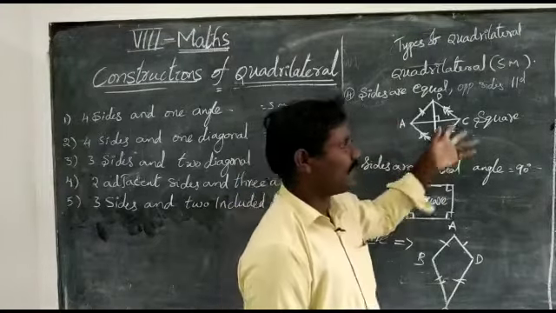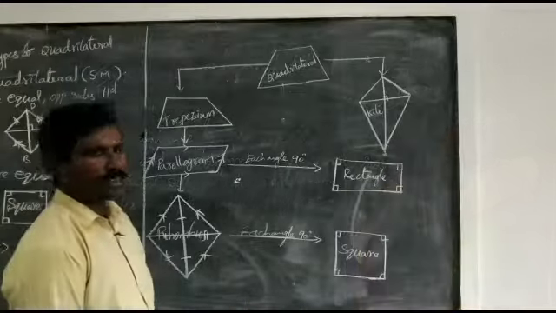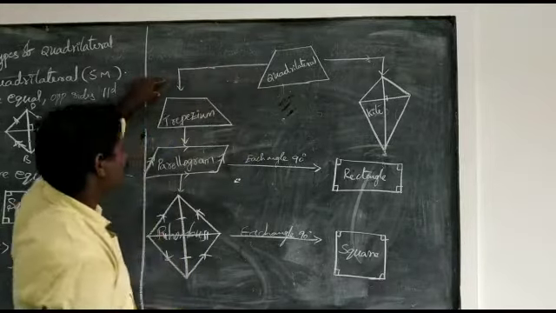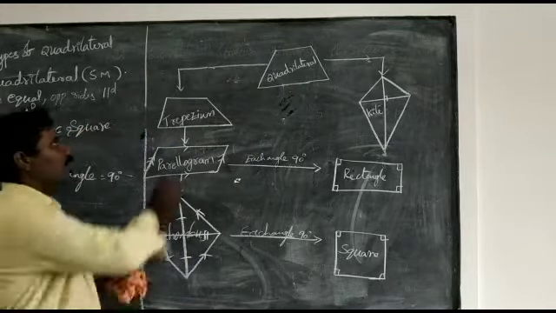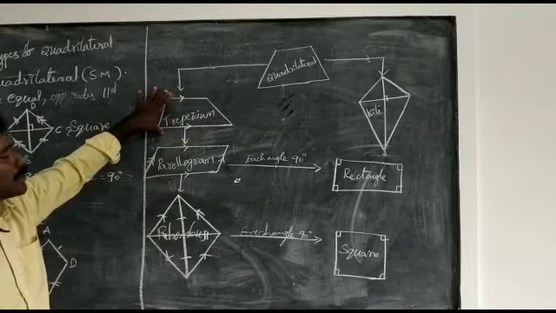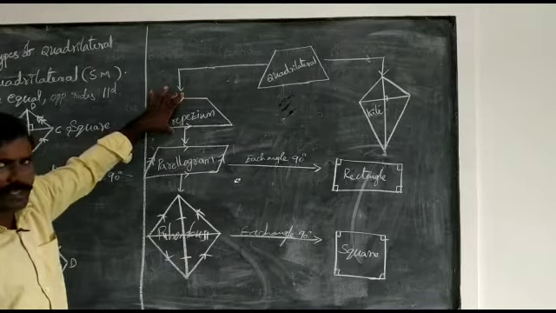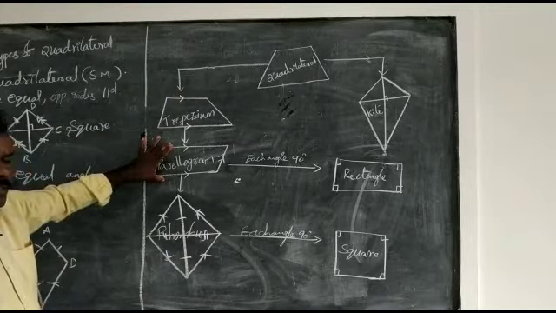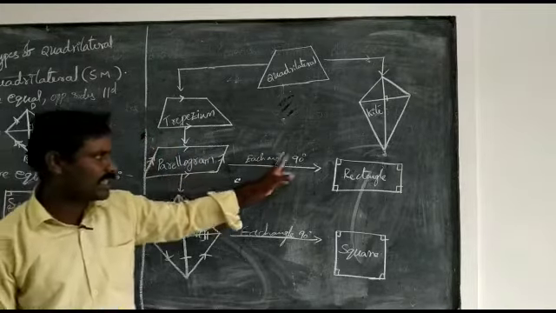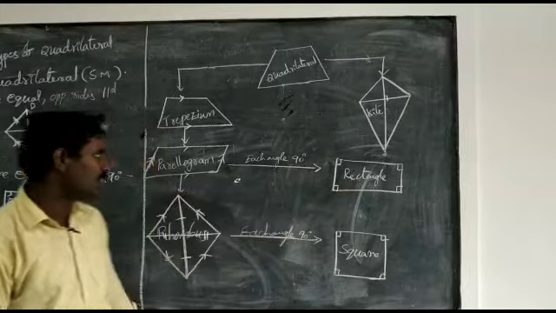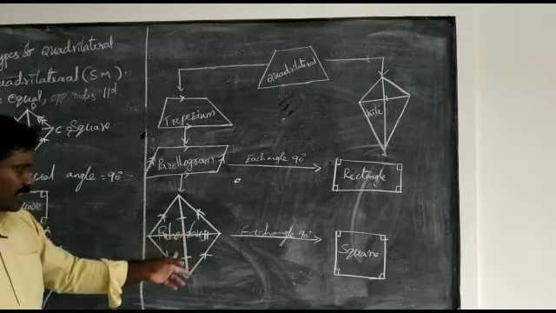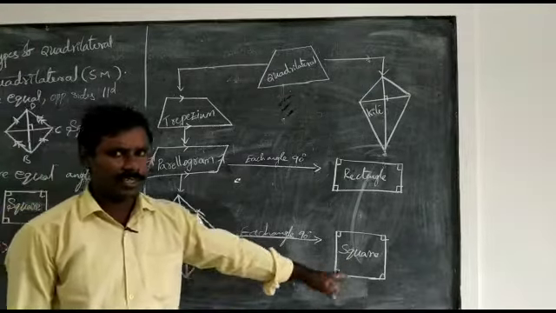Now the block diagram of the quadrilaterals. See, this is the mind mapping of the quadrilaterals. Here it is a quadrilateral. From this quadrilateral we get a trapezium. One pair of opposite sides are parallel, then it is a trapezium. Two pairs of opposite sides are parallel, then it is a parallelogram. In this parallelogram each angle is 90, we get a rectangle. In this parallelogram all sides are equal, then it is a rhombus. In this rhombus all angles are 90, it is a square.